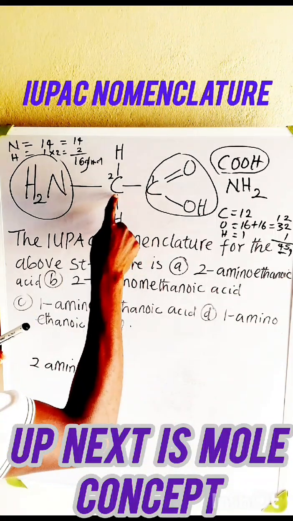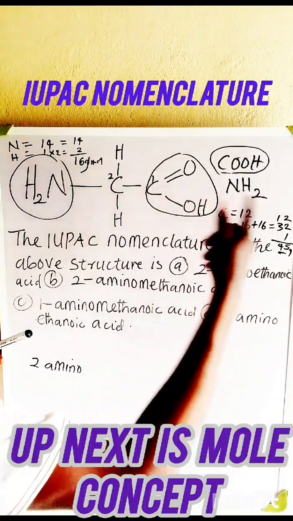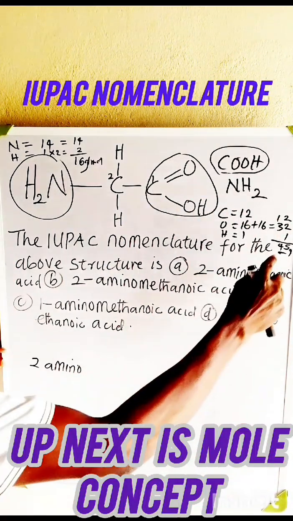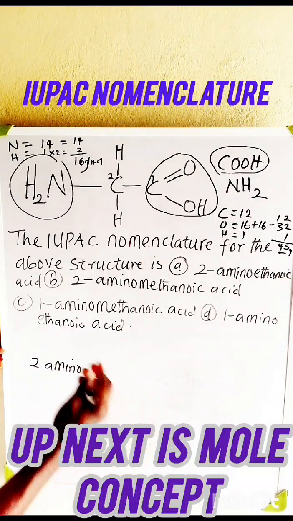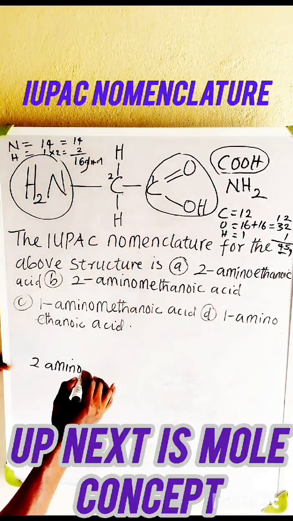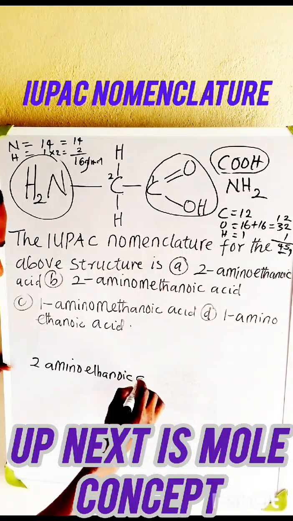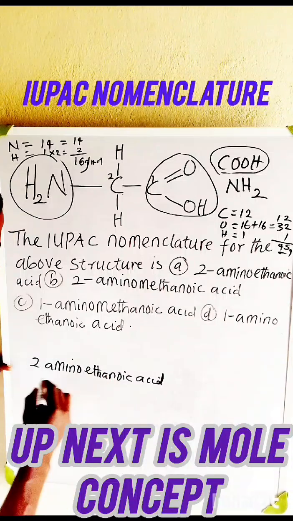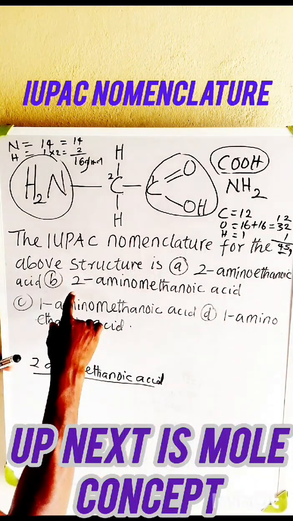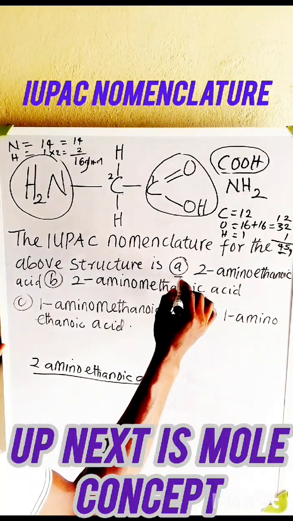How many carbon atoms do we have? 2. So we now name it after the parent chain, 2-amino ethanoic. You see now that the name is given based on the weight of the functional group that was attached. Since it is 2 carbon atoms, it is 2-amino ethanoic acid, and that is our option A.